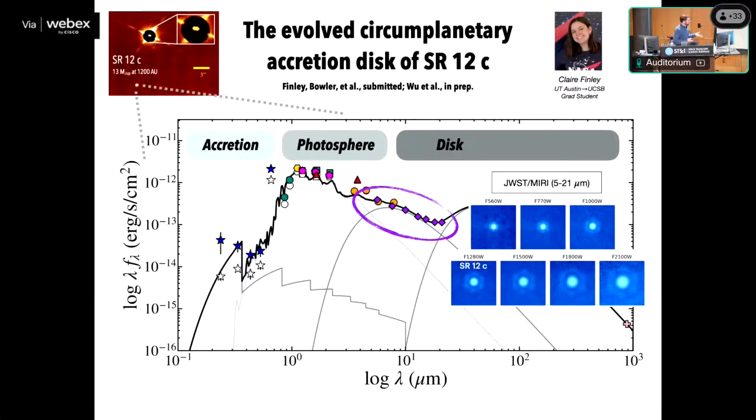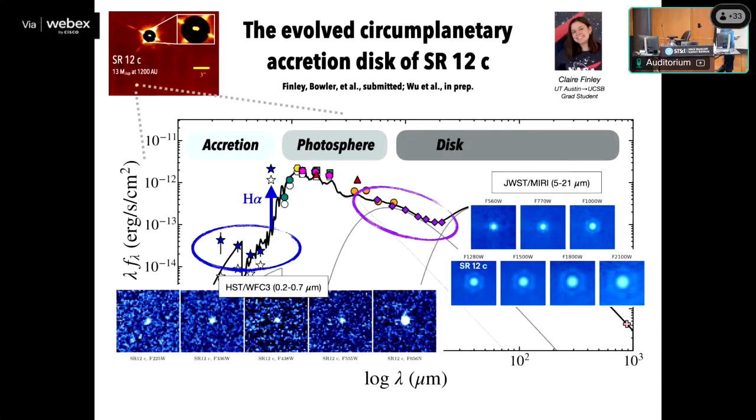I'm co-leading a JWST program to image many of these wide planetary mass objects. You can see how straightforward the detection is for this particular object. This is MIRI imaging spanning 5 to 21 microns. And then we also have an HST program to go after the UV to red optical emission for the same systems.